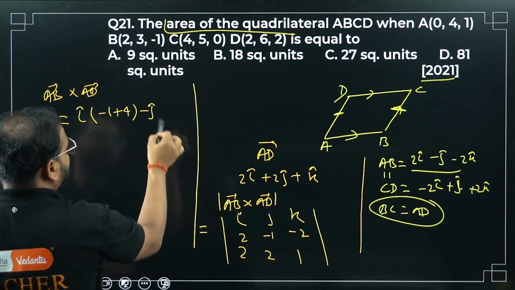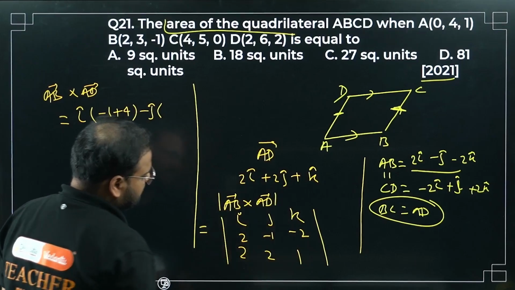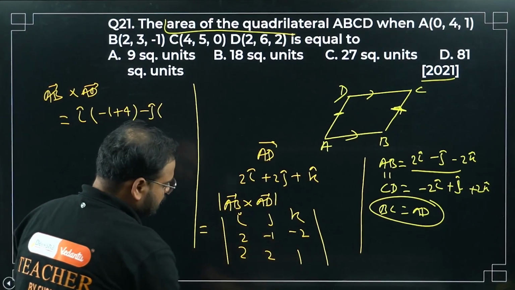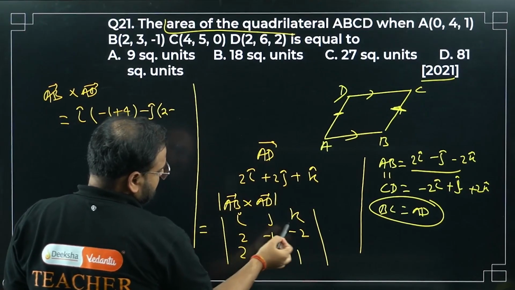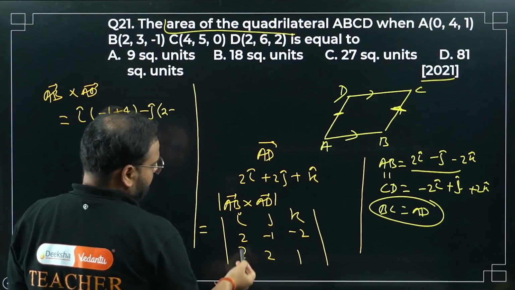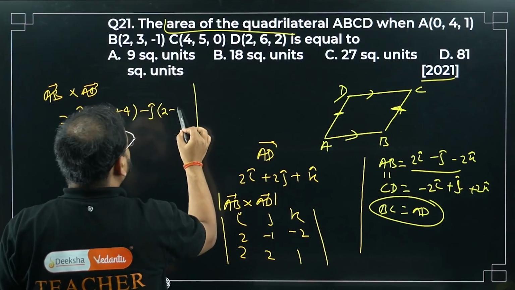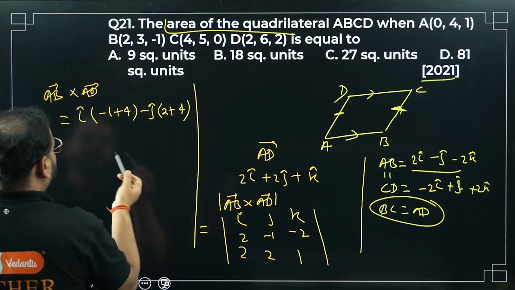With minus j cap, what I'm going to do? I will cancel the second column and the first row. So 2 into 1 minus minus 4. So again we'll do plus 4.